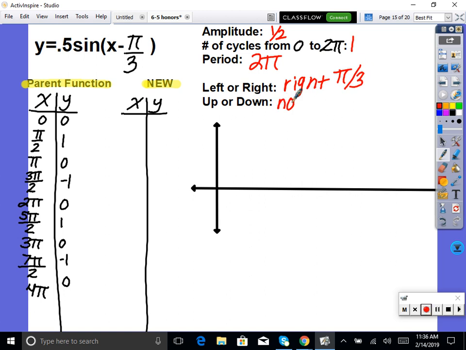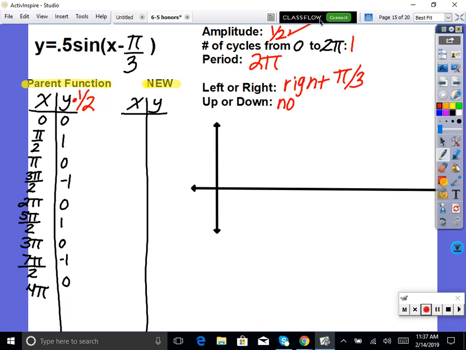Okay, so what you're going to do is go to your parent function. I've already written down the parent function points to save time, but you would know how to get them, correct? You sure? Y equals sine of x, and then the unit circle. Okay, so now our amplitude's a half, so we would times our y values by a half.